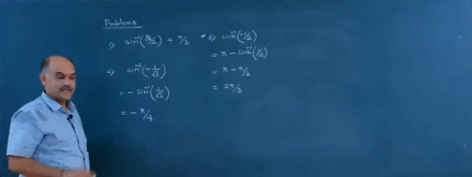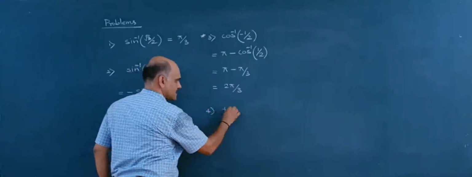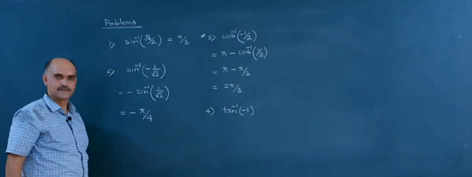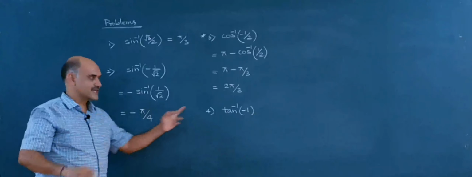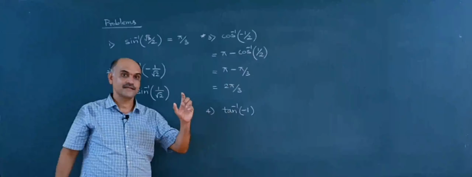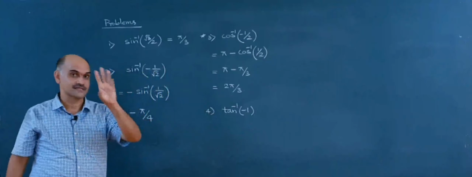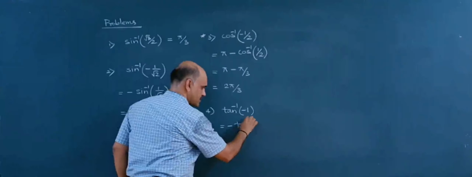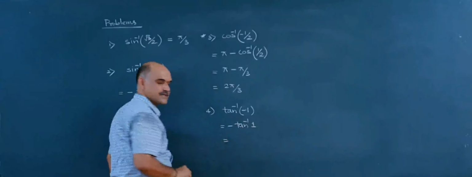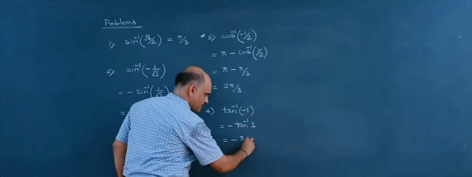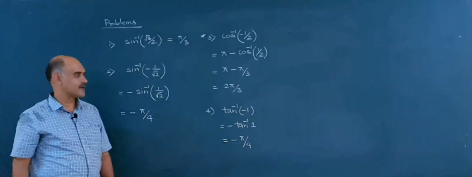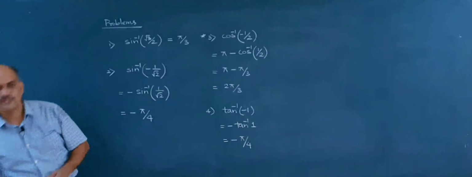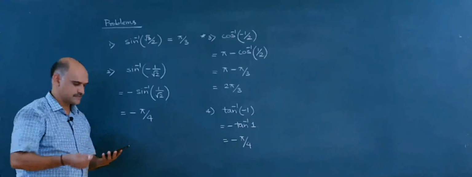Similarly, another example. Fourth, I will take tan inverse of minus 1. Now, if there is a negative in tan inverse, then we write it as minus tan inverse x, the third formula which you have seen. So you can write it as minus tan inverse 1, and tan inverse 1 is nothing but pi by 4. So you will have the answer minus pi by 4. Another two problems I will be taking, which we had in our question papers.